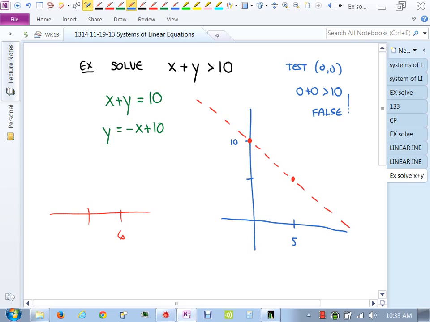You don't have to check it. Well, unless your line passes through 0, 0. Then you can't. So your test point can be any point that doesn't live on the line. I'm glad you asked that question. But 0, 0 is the most common one because a lot of times your lines don't pass through it.